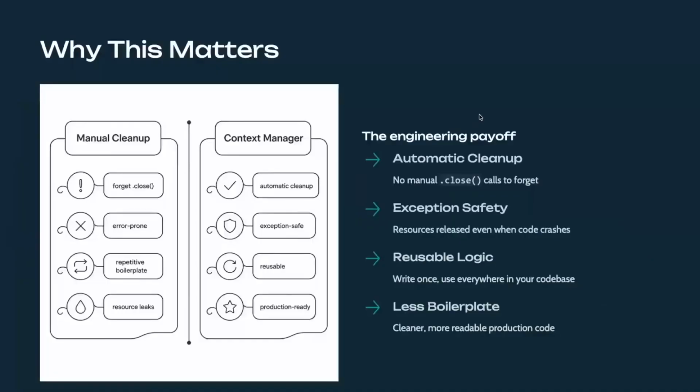Now, at first glance, context managers seem like a small feature, but they solve several major engineering problems. First, automatic cleanup. No more forgotten close calls. Second, exception safety. Resources are released even when the code crashes. Third, reusable logic. You write setup and cleanup code once and reuse it everywhere. Finally, we have less boilerplate, meaning cleaner code. Instead of repeatedly writing try finally, you write a simple with block. This improves readability and reduces bugs throughout a code base.